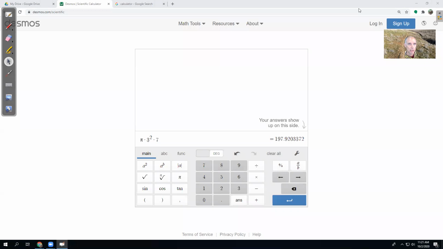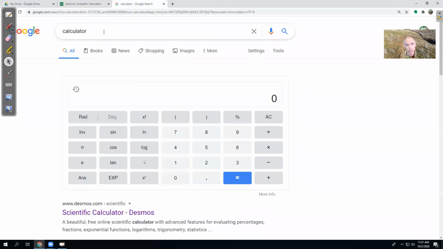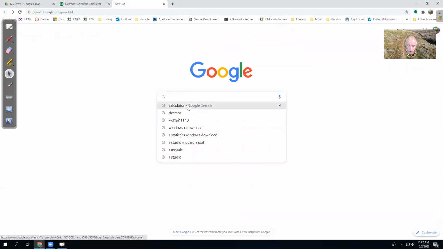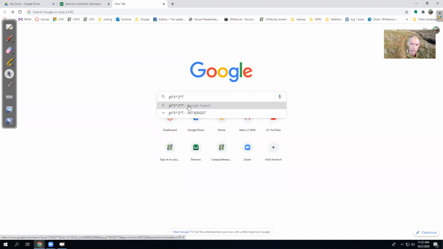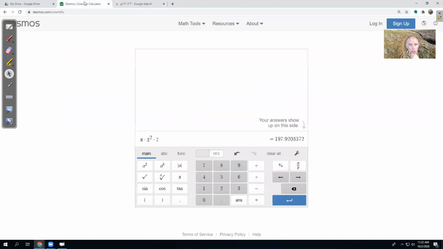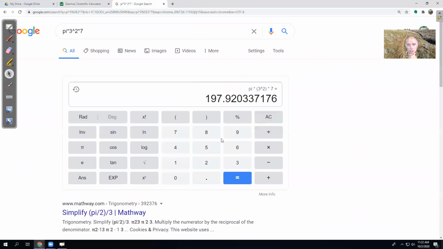And I'm going to show a different calculator. Often you can just type calculator in Google and it pops up the Google calculator. You can also, from a Google homepage, actually type a calculation in the Google search engine. So I could type pi times 3, the caret button, the shift 6 can be used to get an exponent, and then times 7. And Google says, oh, you want pi times 3 to the second power times 7, which is 197.92033, and so on. The same thing the Desmos calculator gave me. Google shows a couple more decimal places here.